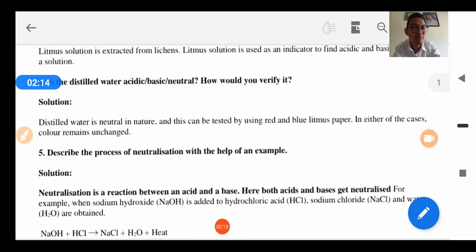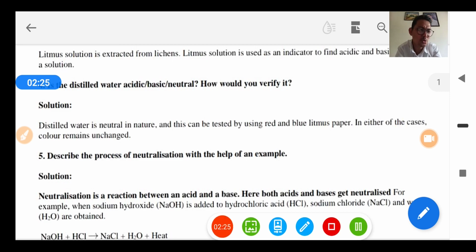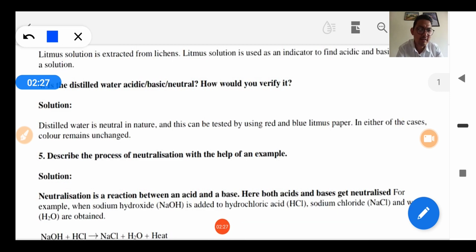Now coming to question number 4, is distilled water acidic, basic or neutral? How would you verify it? You all know that distilled water is neutral, and to verify it we can make use of red litmus paper or blue litmus paper. When we add them one by one, both of these litmus papers do not show any change in color, it means the distilled water is neutral in nature.